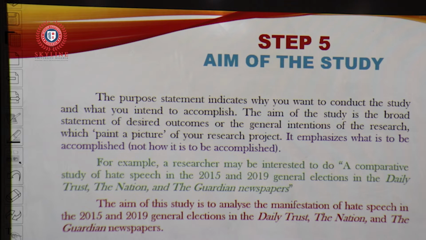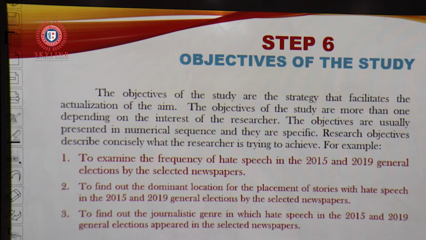So basically, sometimes the aim is taken from the topic of the research. Step 6 is the objectives of the study. When we talk about the objectives of the study, it is what the study sets to achieve. What do you want to achieve or to actualize in the context of conducting that particular study? This basically becomes the objectives of the study. And the objectives are specific. In the case of the aim of the study, they are general, but in the case of objectives, they are specific, and they come in number.